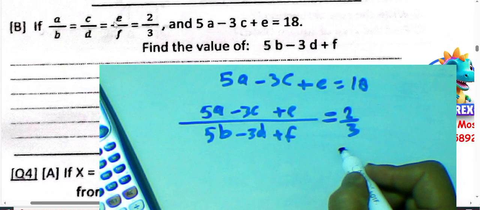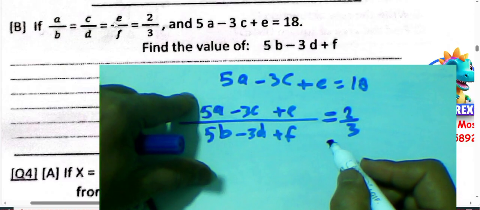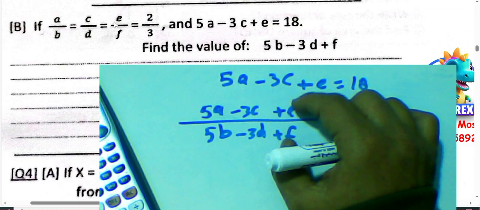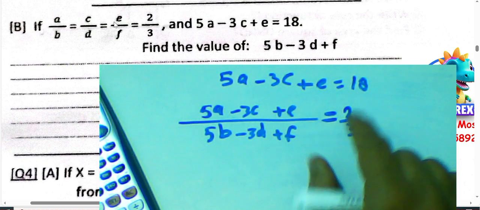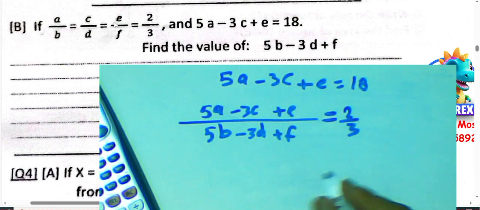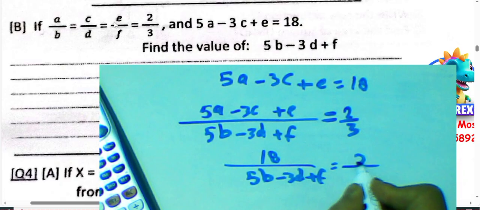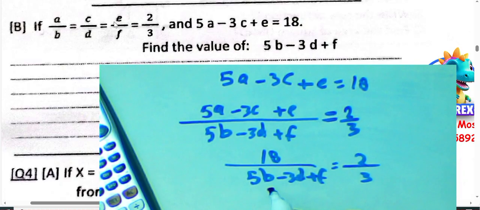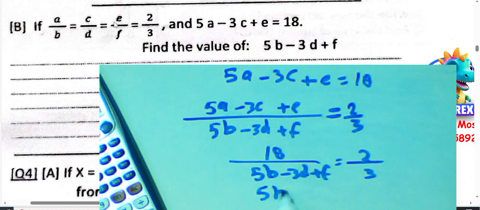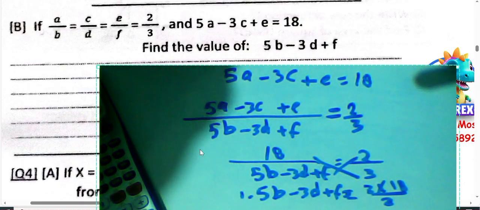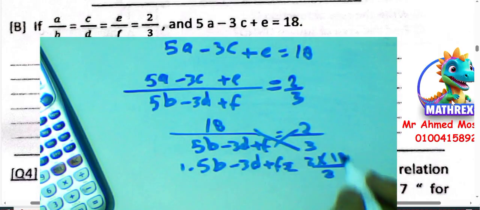It's proportional. First proportional product by 5, numerator and denominator, and second proportional product by negative 3, and third proportional product by 1, add together. The result will be 2 over 3. He gave me the answer about numerator equal 18. Then 18 over 5B subtract by 3D plus F equal 2 over 3. Then we can find the unknown here, 5B subtract by 3D plus F equal 3 times 18 divided by 2. 18 divided by 2, 9. 9 times 3 equal 27. Then the answer will be 27.